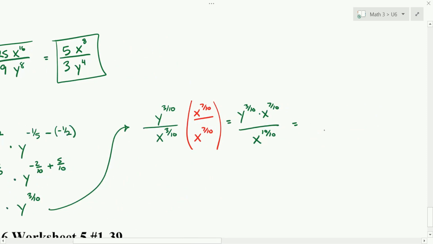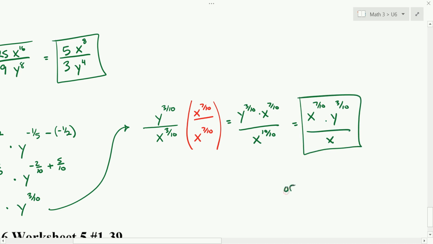And I'm just going to switch it around. I like to put it alphabetically. So x first, y second. It's okay if you didn't do that, though. All over x. And that's the answer we're looking for. Or you could write the 10th root of x to the 7, y to the 3rd, over x. That would be the equivalent answer in the other form.